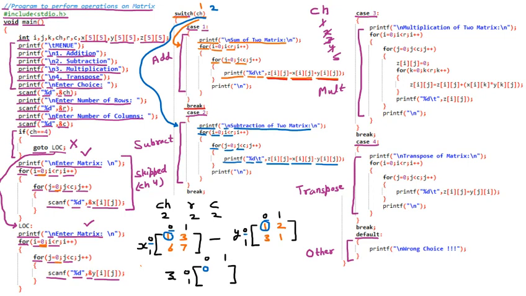Then x01 and y01, so 3 minus 2 is 1. x10 minus y10, so 6 minus 3 is 3. x11 minus y11, so 7 minus 1 is 6. So the resultant matrix will be this one, Z, and that will be displayed on the screen, and afterward there will be the break.